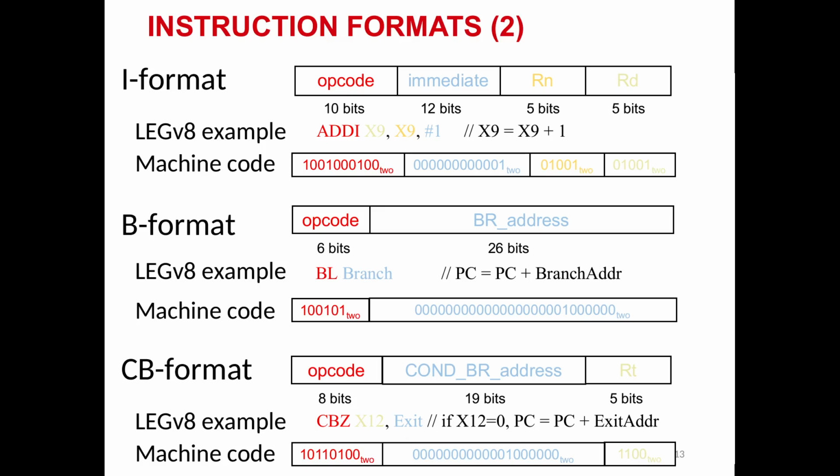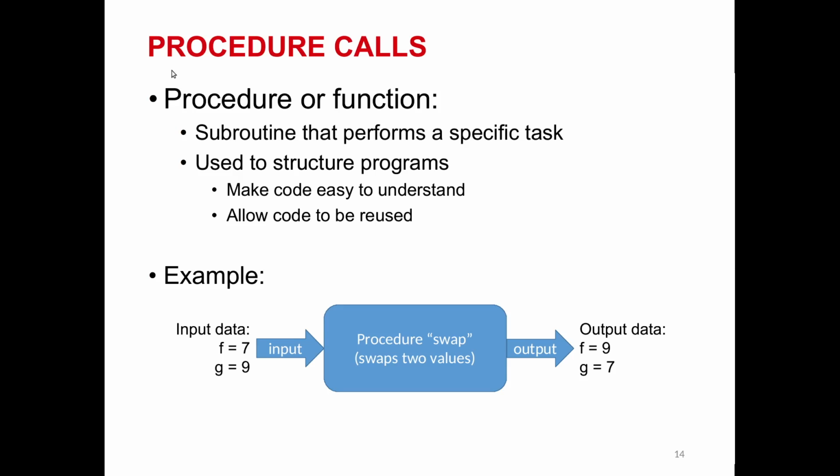And so, using those instructions, for example, for the B format, in fact, for B format we have the branch and BL instructions. We can use those instructions for procedure calls.